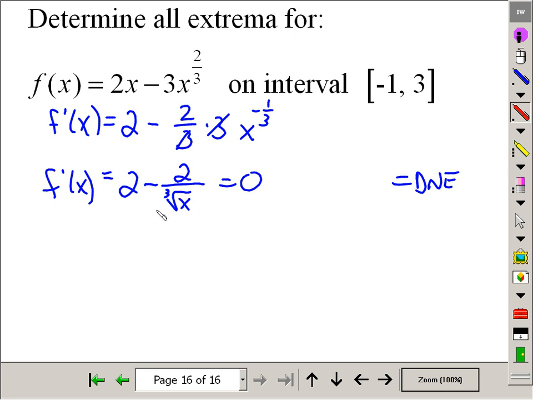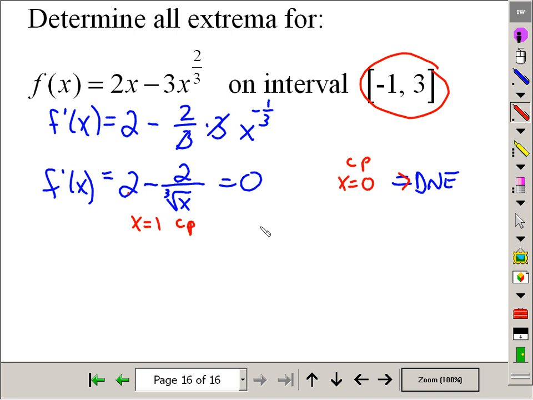Let's think about this one for a moment. What value here will cause this to be 0? 2 minus 2. And to get this to be 2, x must be 1. So x equals 1 is a critical point. And if I have 0 on bottom, this function will become undefined. So x equals 0 makes it DNE, so that's also a critical point. So my critical points are 1 and 0, which both lie within the bounds.